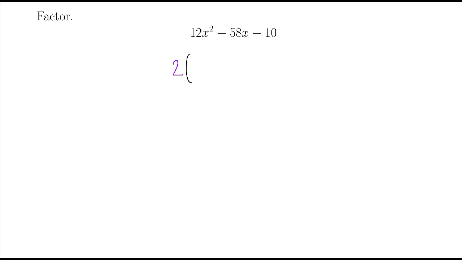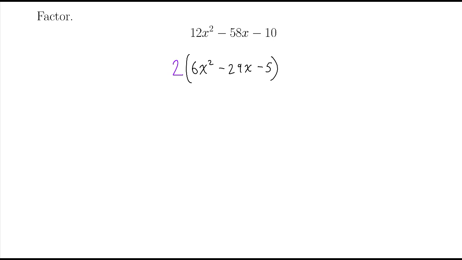12x squared divided by 2 is 6x squared. Negative 58x divided by 2 would be negative 29x. Negative 10 divided by 2 would be negative 5. Okay, so we have 2 times 6x squared minus 29x minus 5. We are going to factor 6x squared minus 29x minus 5, that portion of it, and we're just going to bring that 2 down. Okay, that 2 will be part of our final answer.